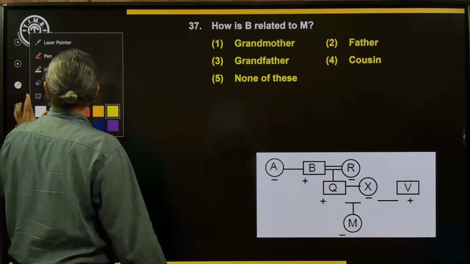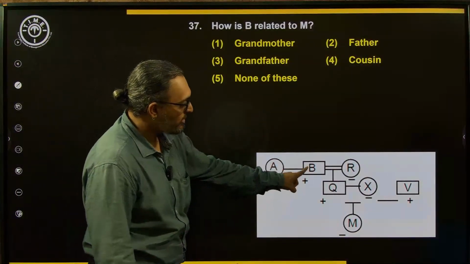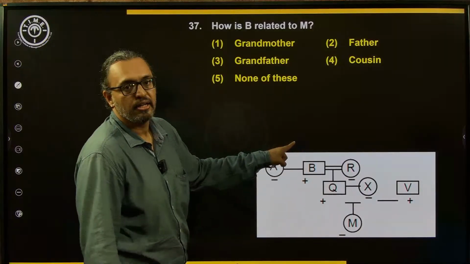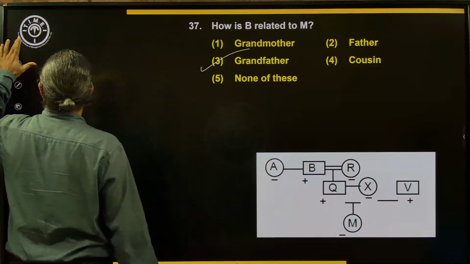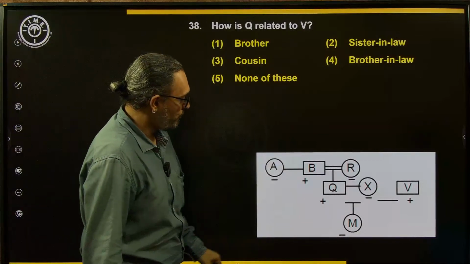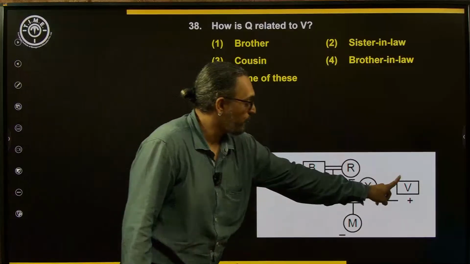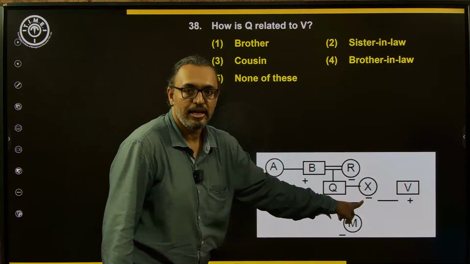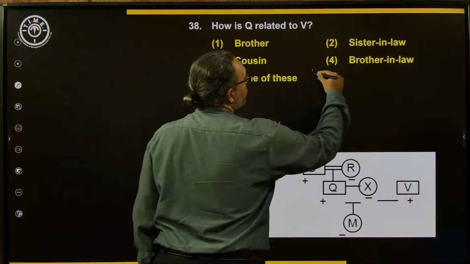Now questions. How is B related to M? B is father's father. It is grandfather. Then how is Q related to V? He's asking, so from V we have to check. V has a sister X, and the sister's husband becomes a brother-in-law. So fourth option.